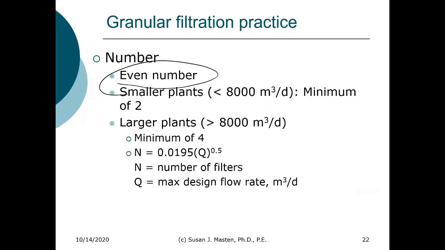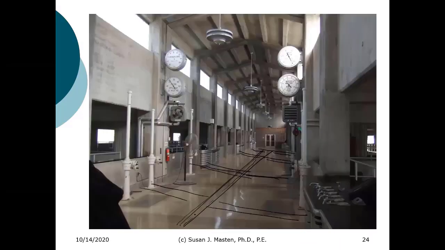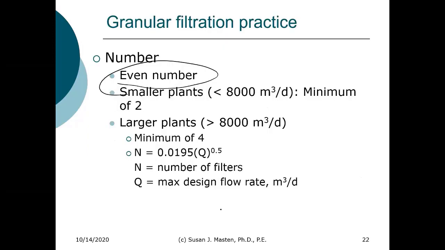Smaller plants, you need a minimum of 2. Remember, you need to be able to operate the entire plant with 1 filter out of service, 1 unit out of service. So you want to be able to ensure that you can operate the system. So when you're designing this, you'll have multiple filter beds, but always an even number. Larger plants, you want a minimum of 4, and you can use this equation to determine the number of filters.